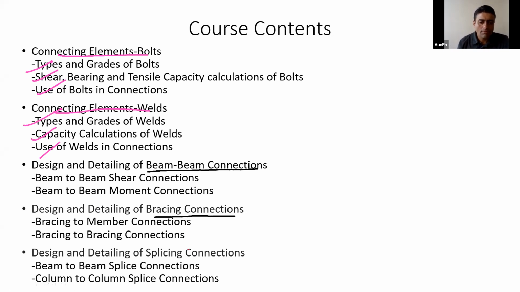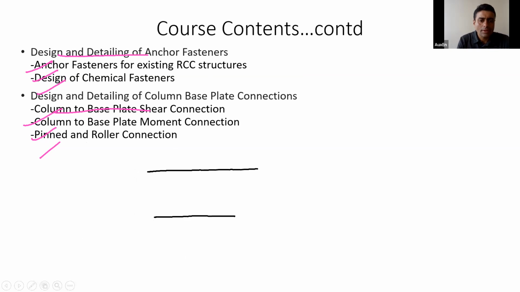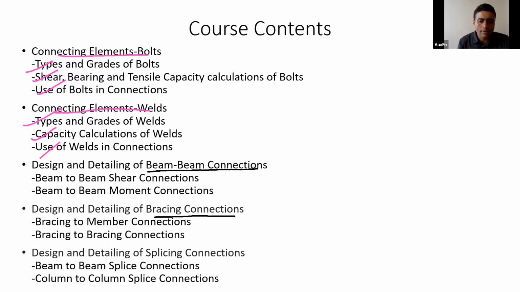Oh, where is beam to column? I think that text has gone. Just wait. Okay, I think one item is missing over here. So we will go to beam, and after beam to beam connection family, let me just write it over here because I think the text is missing. We'll go to the beam to column connections. Okay.